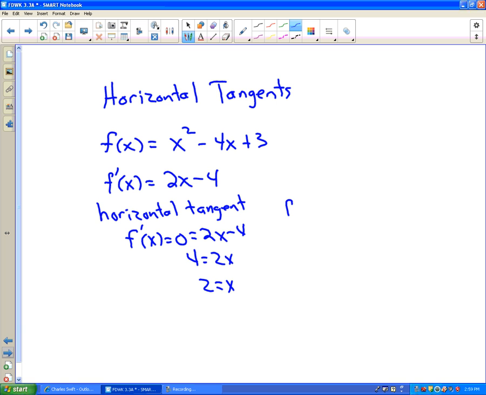So when x is 2, the corresponding y value is going to be 4 minus 8 plus 3, or negative 1. So at the point 2, comma negative 1, we have a horizontal tangent.